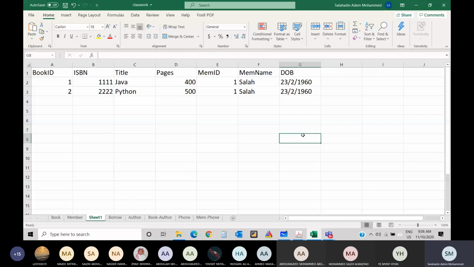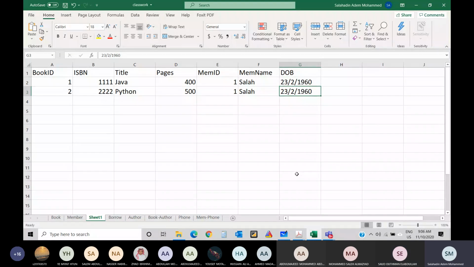Do you see any problem here? Yeah, we see it. I think there are many problems here. The first problem is redundancies. Why do I repeat Salah's date of birth? Each time, let's say if Salah borrows 10 books, I have to repeat Salah 10 times and have to repeat his birthday also 10 times. So what do we call this? Redundancy. So this is very bad.